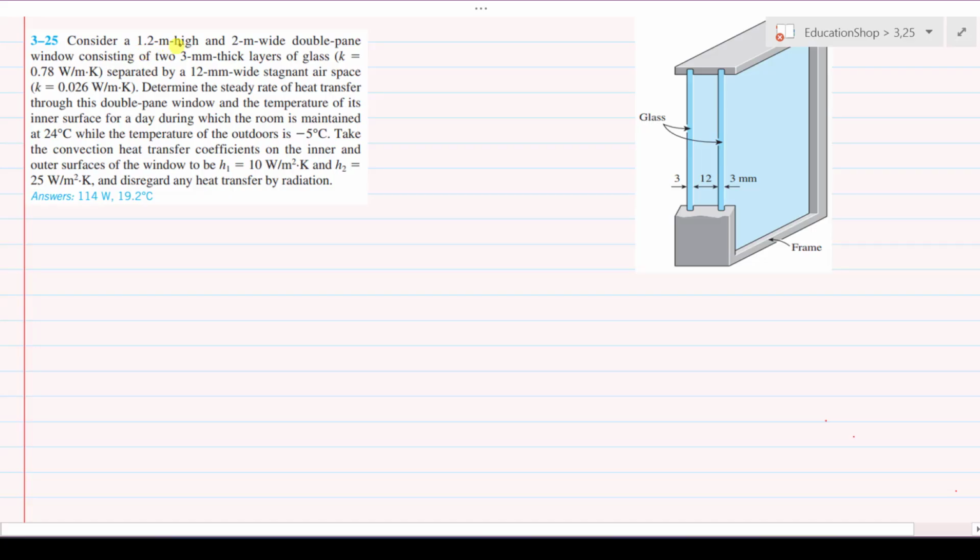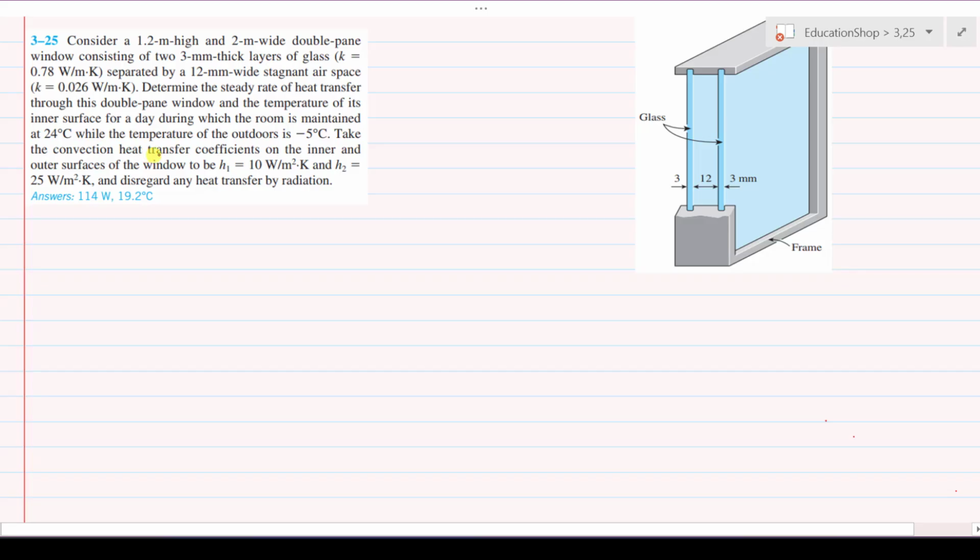Consider a 1.2 meter high and 2 meter wide double pane window consisting of two 3 millimeter thick layers of glass. Thermal conductivity is 0.78 watt per meter Kelvin, separated by a 12 millimeter wide stagnant air space. This is a stagnant air space between these two glass, and the thermal conductivity of this stagnant air is 0.026 watt per meter Kelvin. Determine the steady rate of heat transfer through this double pane window and the temperature of its inner surface for a day during which the room is maintained at 24 centigrade, while the temperature of the outdoors is -5 centigrade.